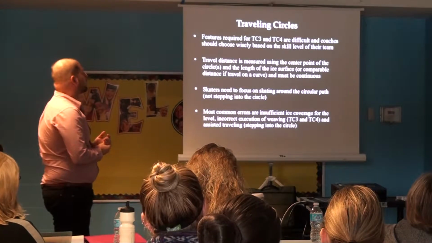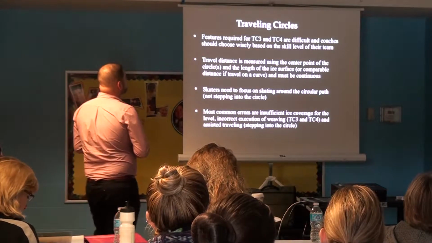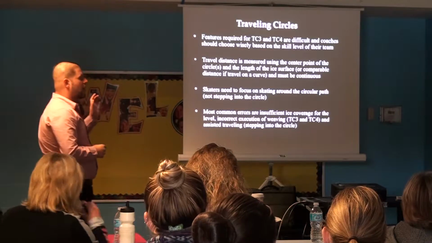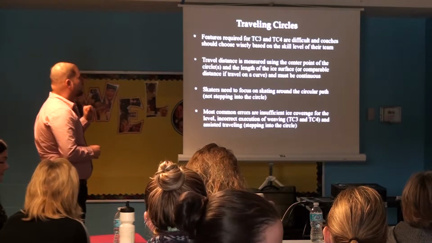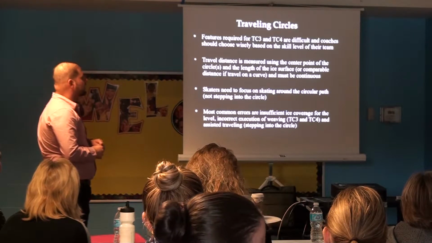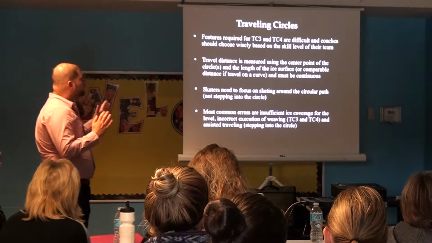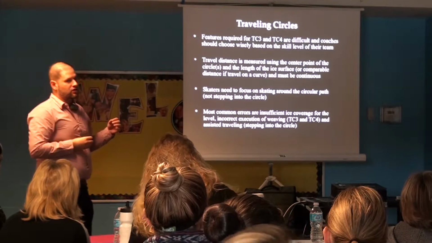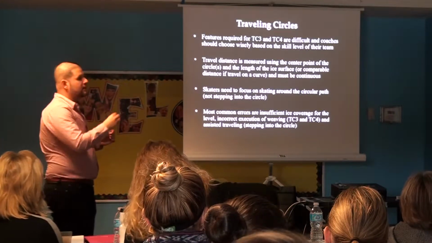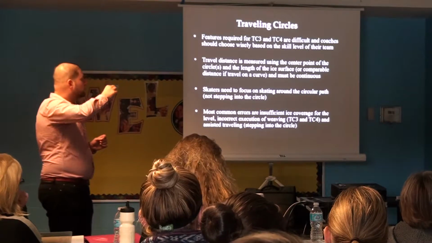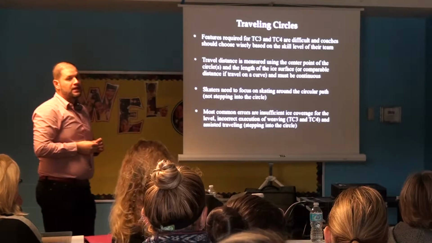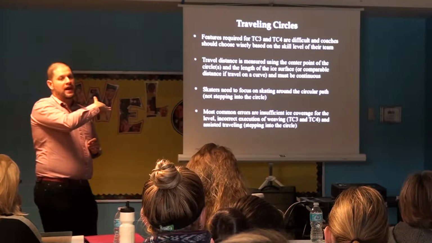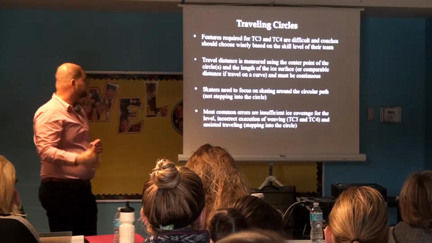Okay, traveling circles. Features required for traveling circle 3 and 4 are very difficult, as you saw from the example I showed before. You should choose wisely based on the skill level of your team. The travel distance is measured using the center point of the circle and the length of the ice surface, or a comparable distance if you're rotating it around a circle. And the travel has to be continuous, so if there is a break in the travel or a travel assist, we call the ice coverage at that point.